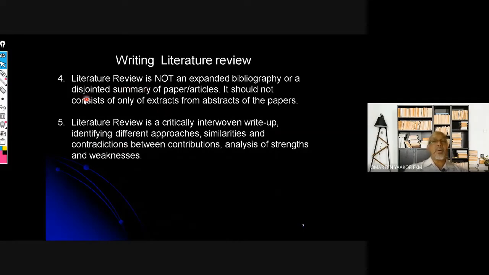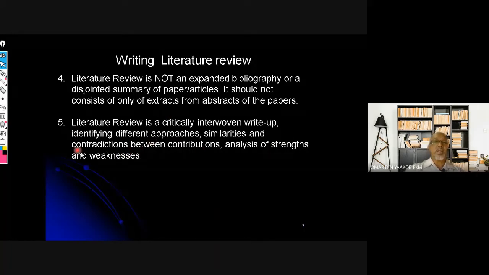Number four is very, very important. The literature review is not an expanded bibliography or a distanced summary of papers and articles. It should not consist of only abstracts of papers. Instead, the literature review is a critically interwoven write-up, identifying different approaches, similarities, and connections between contributions, analysis, strengths, and weaknesses.